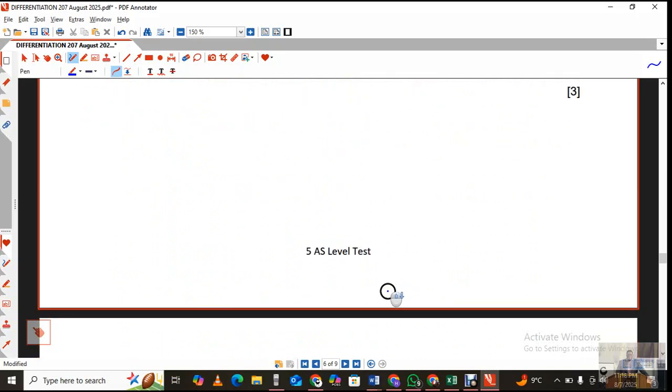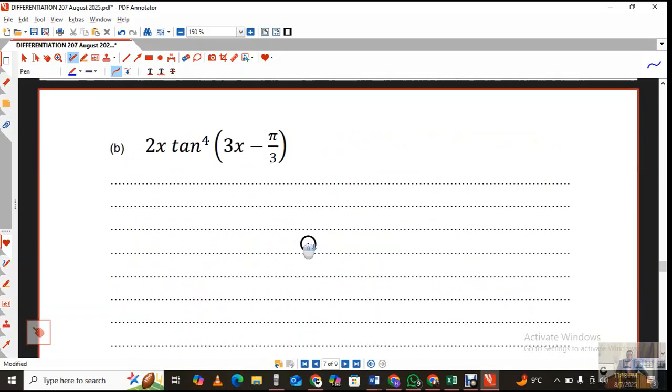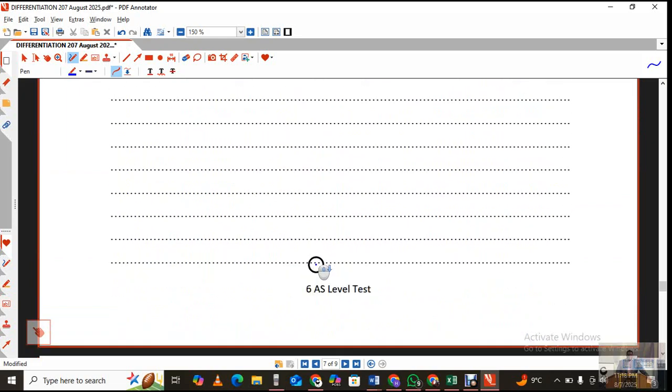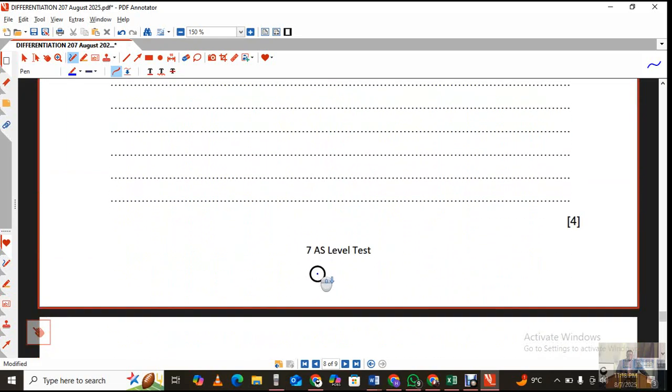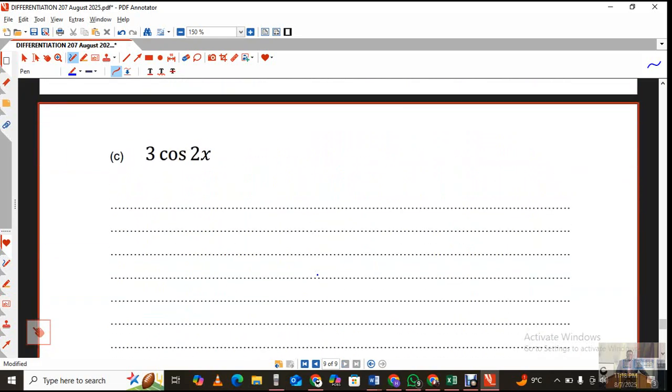Okay, let's skip to the C part. I will do this one in a separate video. The C part, well, you have a basic trig function, and I hope that you know how to find the derivative of trig functions. Essentially what I'm doing over here is, again, just a little bit of revision work.